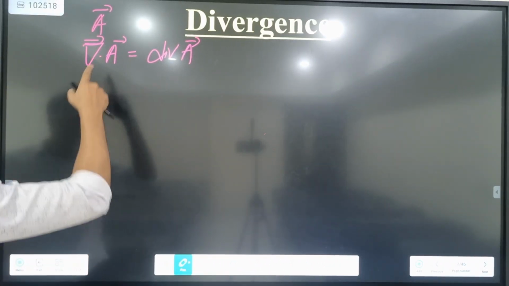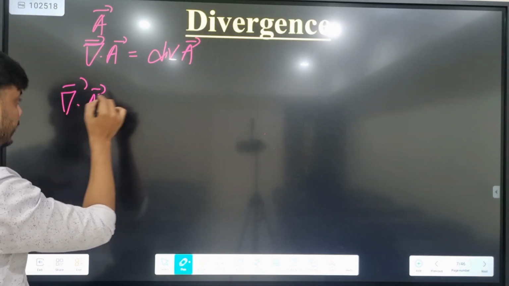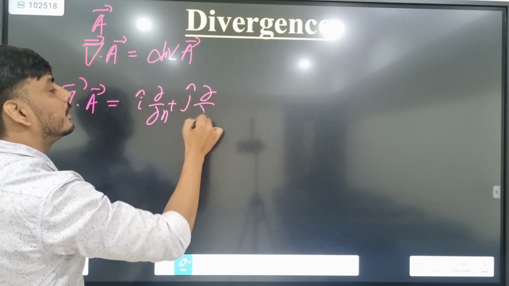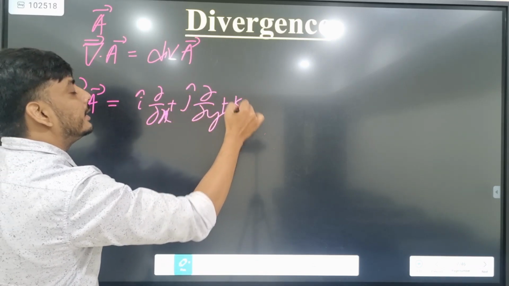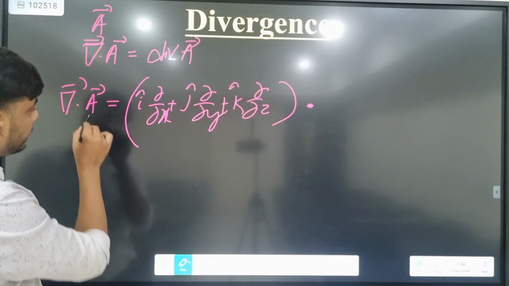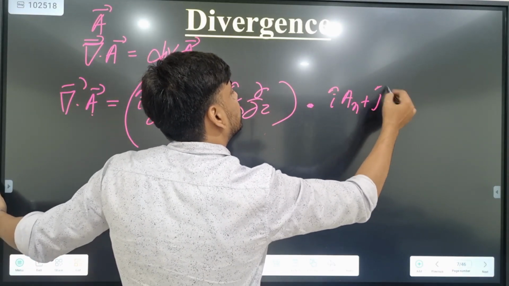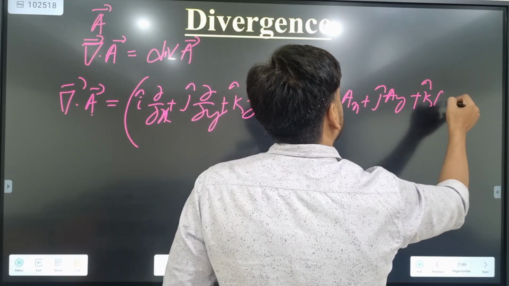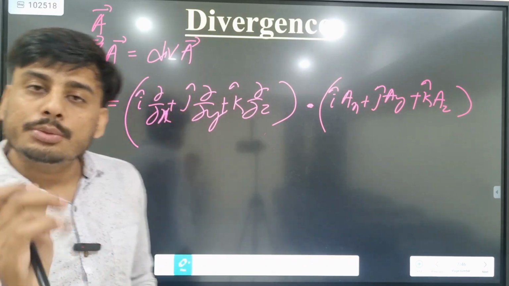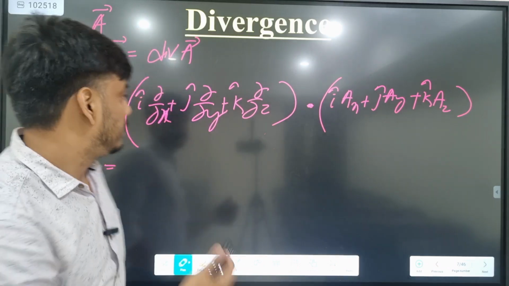So now our aim is to calculate what del dot A is. So del dot A: del we know is i cap del by del x, j cap del by del y, and k cap del by del z, dot product with A, and any vector can be represented in terms of components, that is i cap ax, j cap ay, k cap az. Clear? Now we know that the dot product of i with i is 1, i dot j is 0, i dot k is 0.